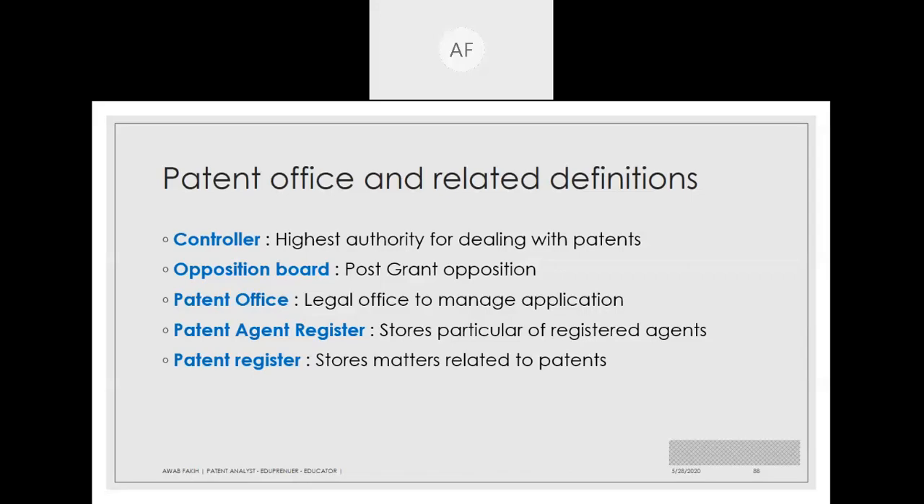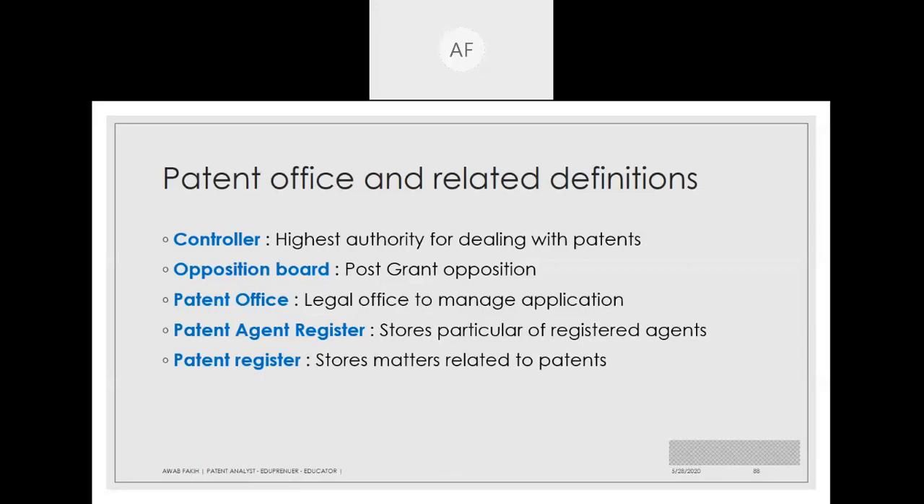There is an exam conducted by the Indian government, that is the patent agent examination. A register is maintained there. The patent agent number, all details, and identification are maintained. It is maintained by the controller.